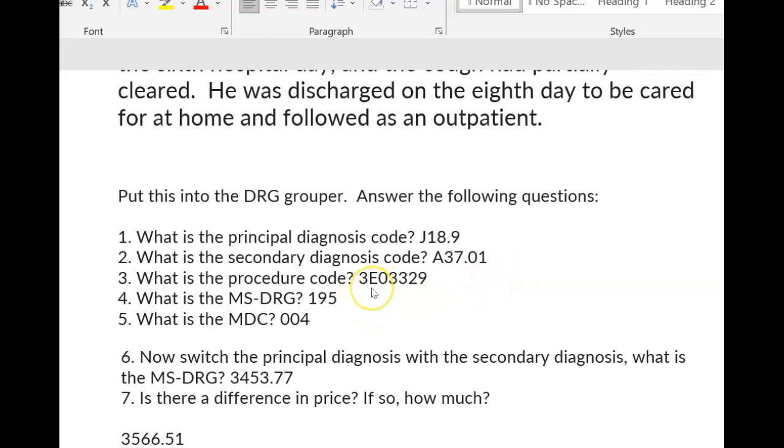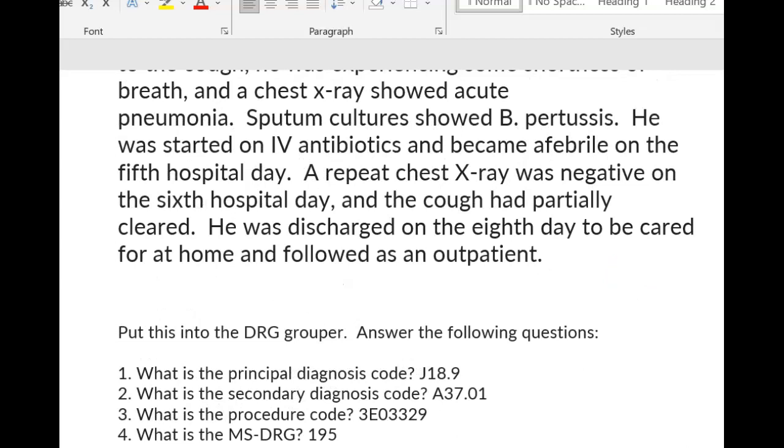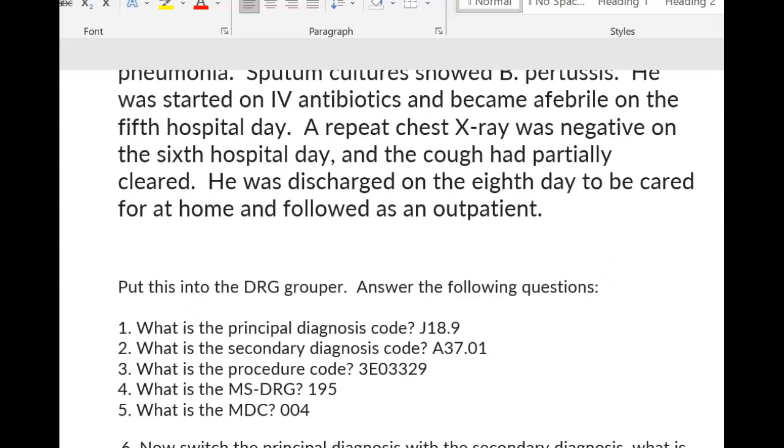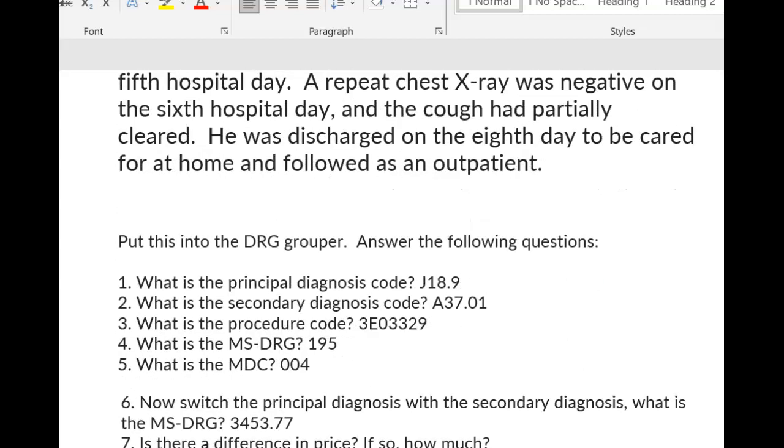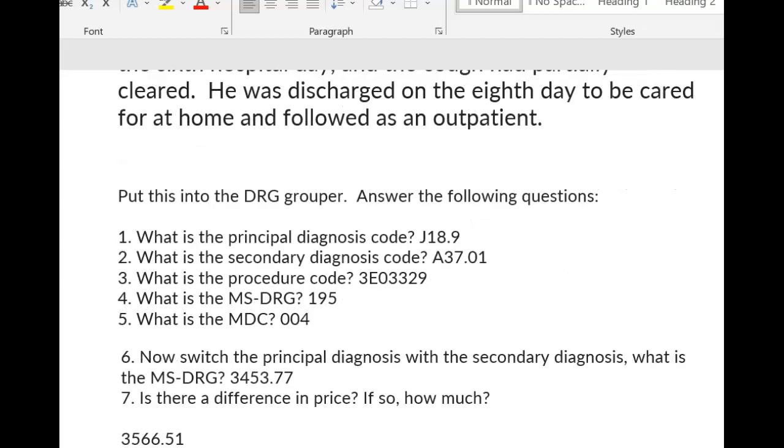Procedure code. Okay, with this, it is going to be the IV antibiotics, but a lot of times you won't have to code this because the charge master in the hospital is going to catch that because it really is pretty much non-invasive. So if you didn't put a procedure code, I was okay with that.